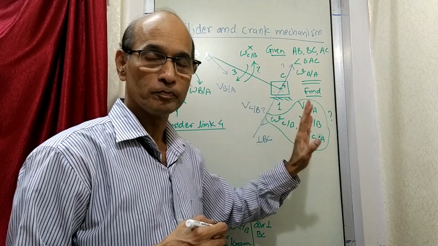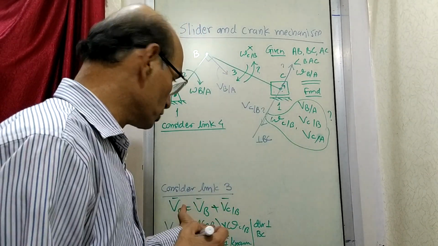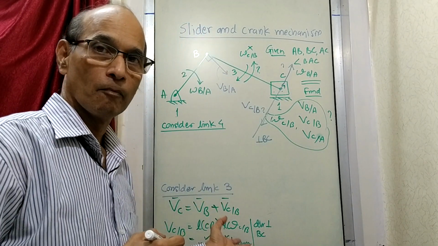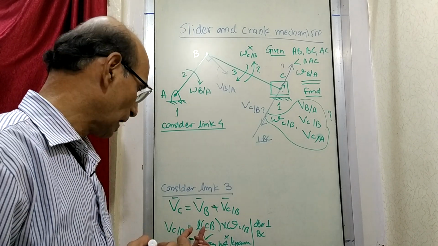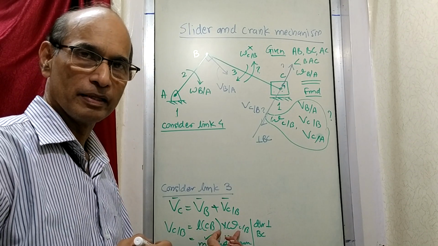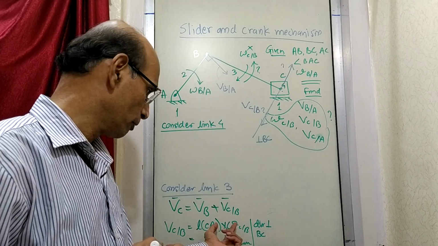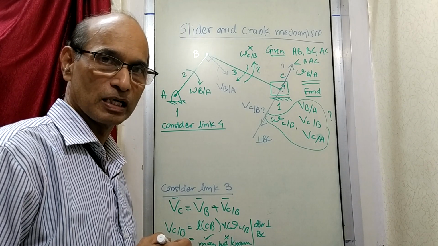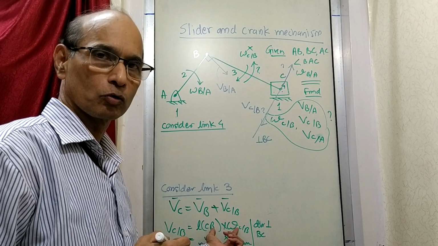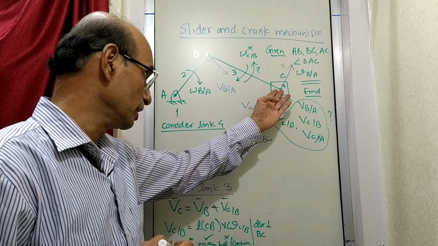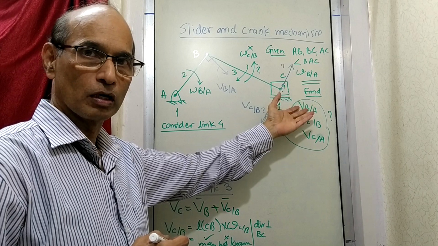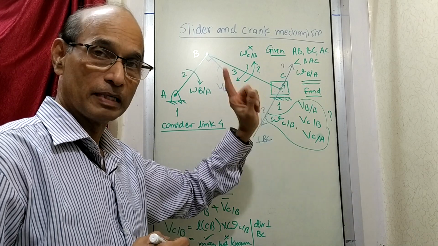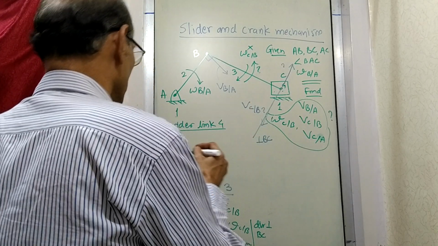So what do we do? By doing this, we were trying to find out a vector. And that vector we were knowing by direction, and by magnitude we were not knowing. Say, velocity of C: magnitude we don't know, but direction we still know. So that is what we'll write here.